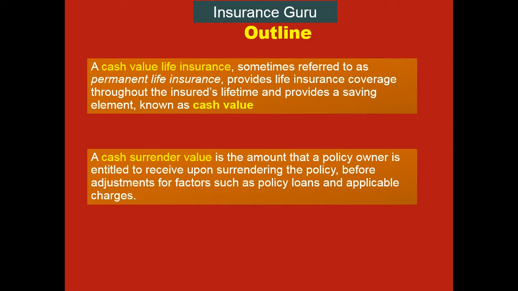A cash value life insurance, sometimes referred to as permanent life insurance, provides life insurance coverage throughout the insured's lifetime and provides a saving element known as cash value. There is another term, cash surrender value, which is the amount that a policy owner is entitled to receive upon surrendering the policy before adjusting for factors such as policy loans and applicable charges.